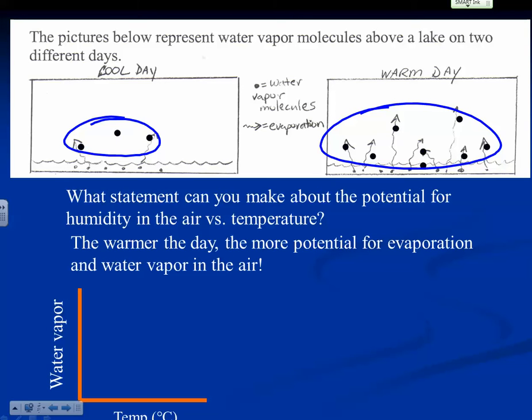Well, we know from what we just learned that the warmer the day, the more the potential for evaporation and water vapor to go into the air. And so our graph would look something like this. The relationship is that as temperature increases, the amount of water vapor potential in the air also increases. Doesn't mean it has to go in the air because there might not be any water to evaporate. But around here there is.